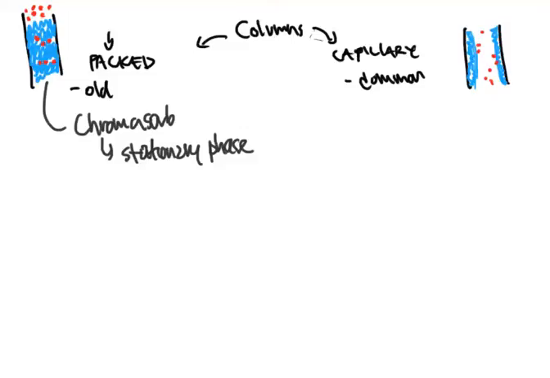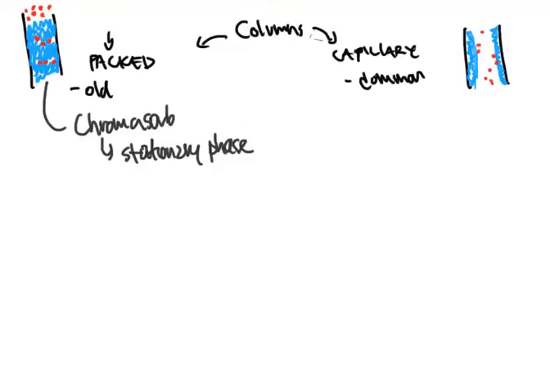So that's the difference between the two types of columns. Packed is completely full of stuff. That's why we call it packed. Capillary, in a way, has this hollow internal diameter, if you want to think of it that way. And the stationary phase is smeared along the internal walls of the column. This is what reaches out and grabs a hold of your sample and holds it back throughout the analysis.